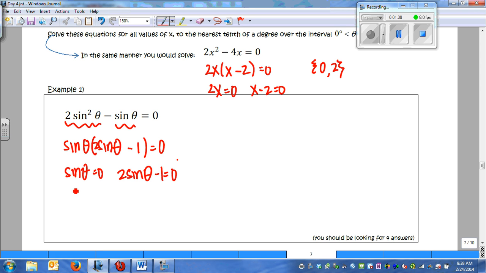Sine theta equals 0. That one's easy. Zeros, ones, and negative ones come from the sine curve. What angle has a sine of 0? Well, 0 does, 180 does, and 360 does as well.